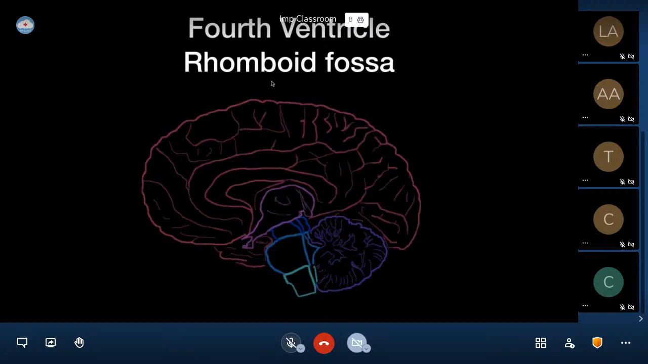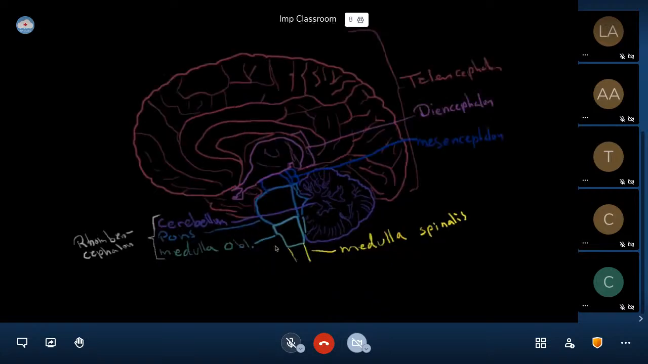So in this video, I'm going to talk about the structures of the fourth ventricle in the brain. And I'm also going to cover the macroscopic structures and the cranial nuclei of the rhomboid fossa. So now, just for orientation's sake, here you see the pons, and here you see the medulla oblongata and the cerebellum. These three are formed by the rhombencephalon during development. And up here you see the mesencephalon, or the midbrain, and the diencephalon and telencephalon formed by the prosencephalon.